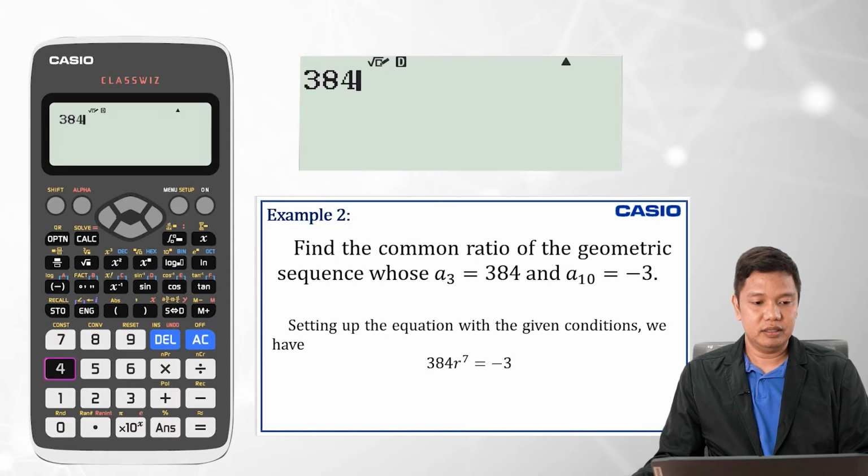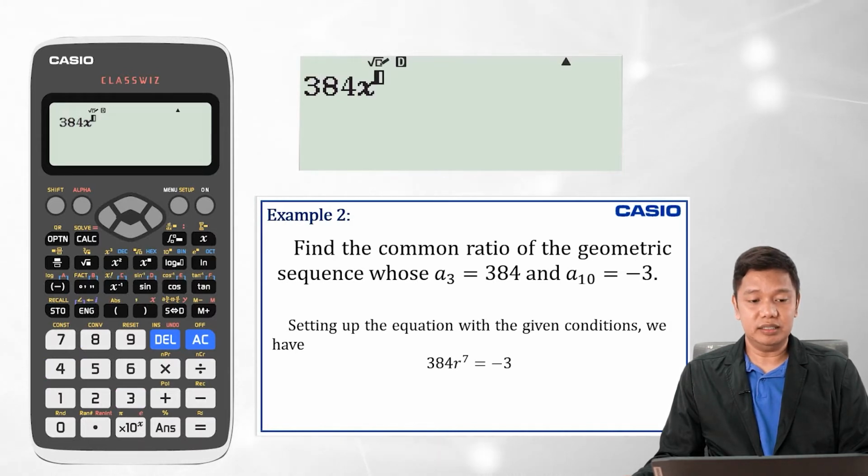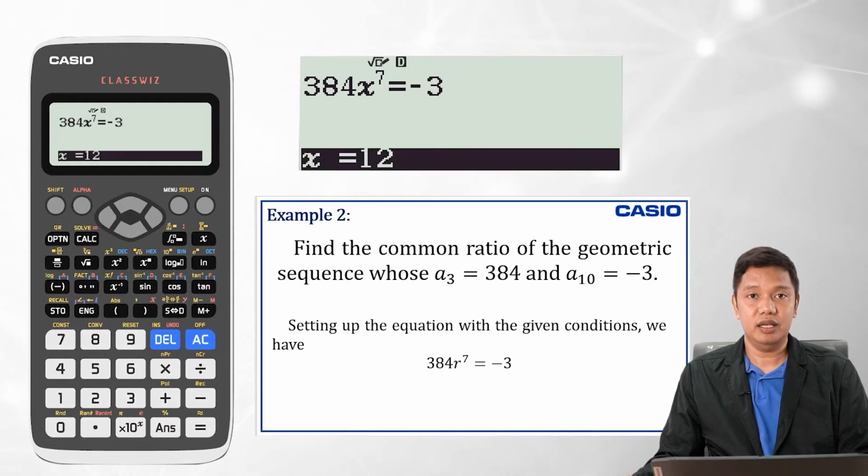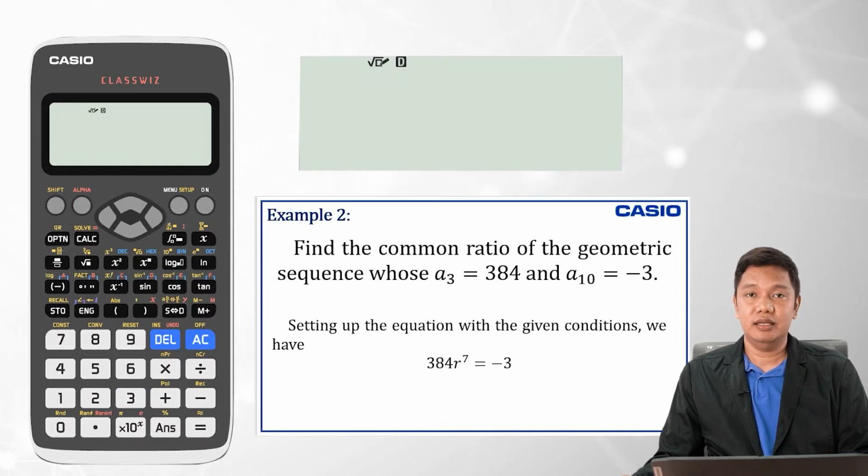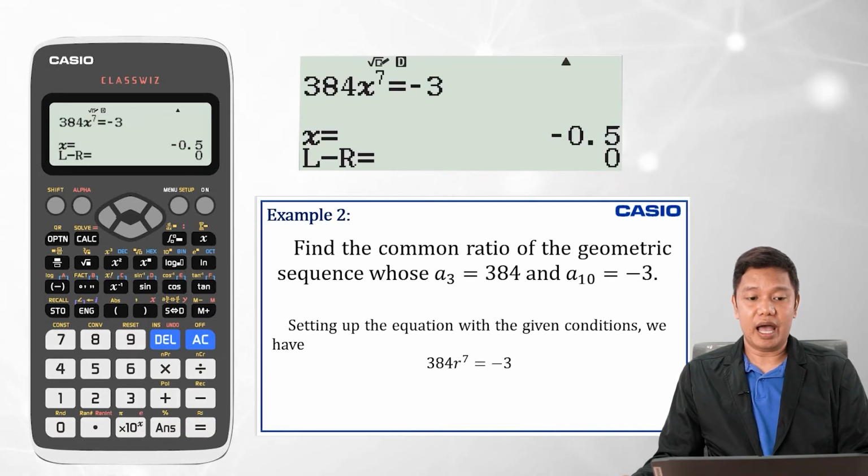Doing so, we have 384, using x as the variable for r, and then the exponent button, and then 7, arrow right, and then press alpha and then calculate for the equal symbol, and then negative 3. To solve for x, we need to press shift and calculate. We are asked by the calculator whether we want to solve for x. Press equals, and then we have the value of r as negative 1/2.